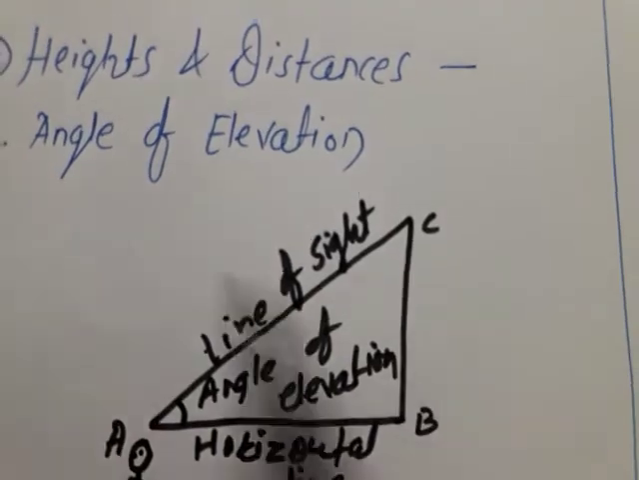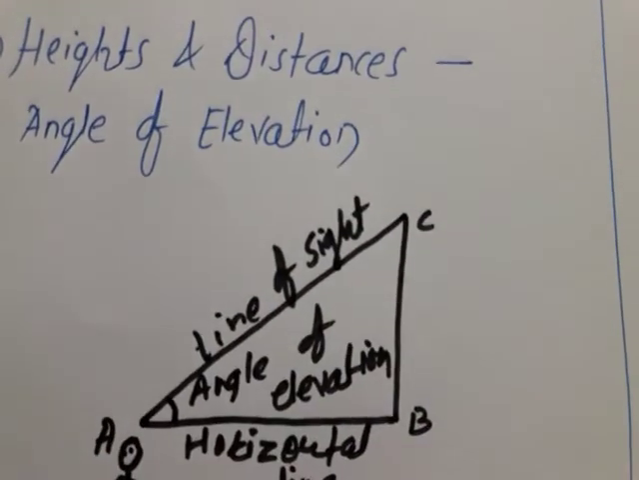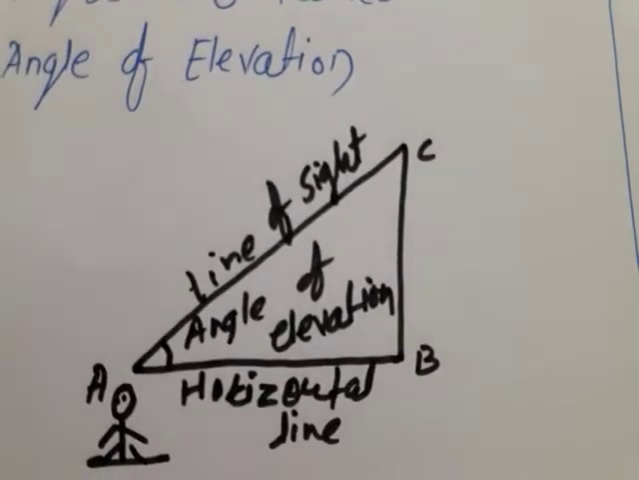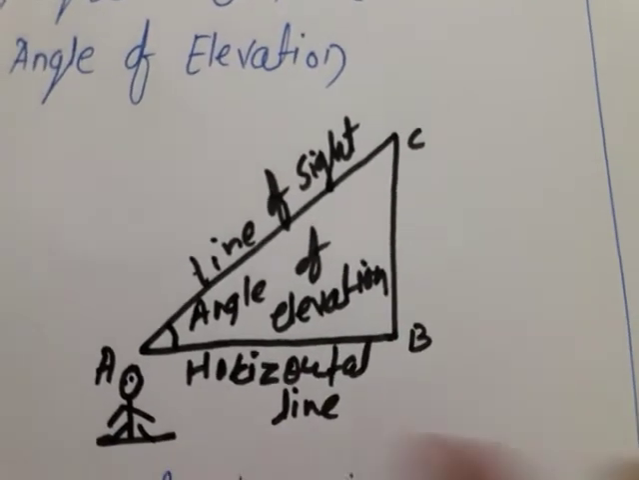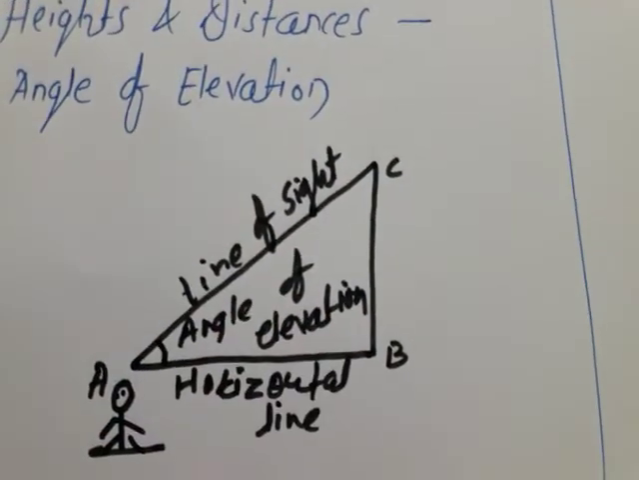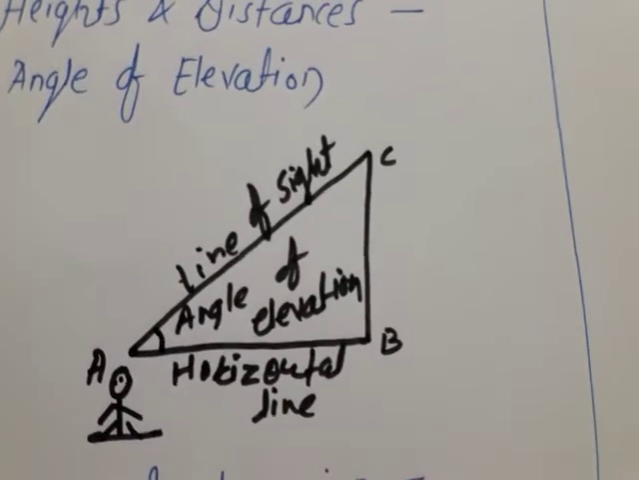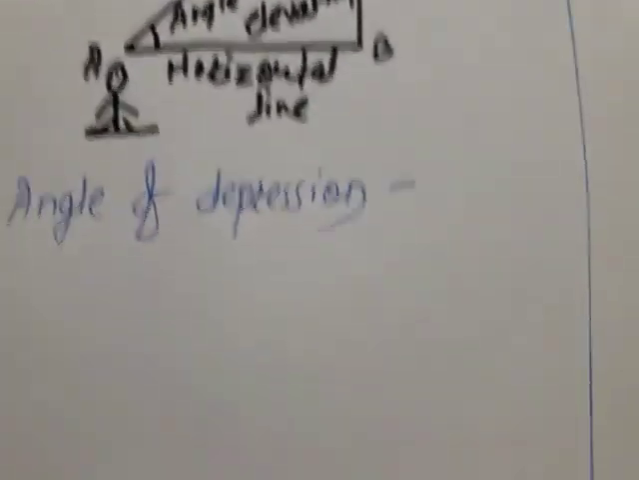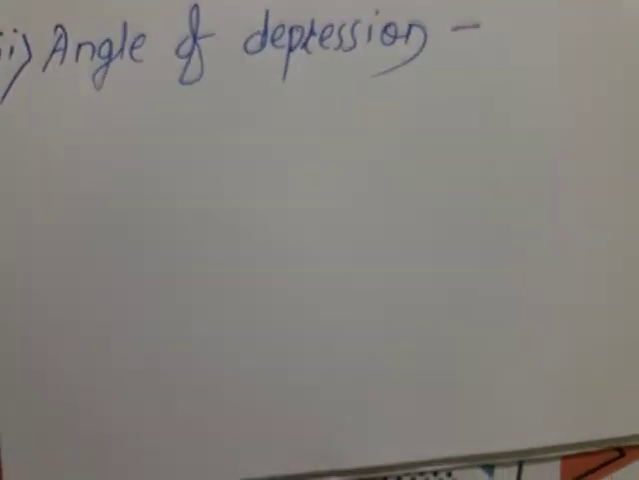This is the first point regarding this lesson, heights and distances, in that angle of elevation. It means when the observer is standing down and looking at the top of any object, the angle which is formed there is known as the angle of elevation. The next, totally opposite of it, is known as the angle of depression. What is meant by angle of depression?